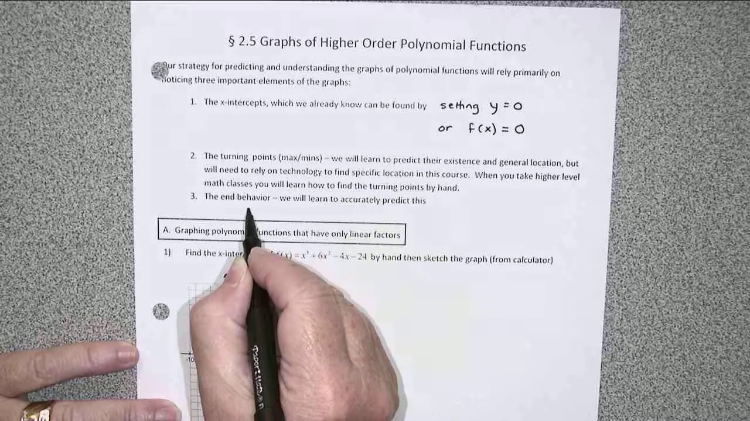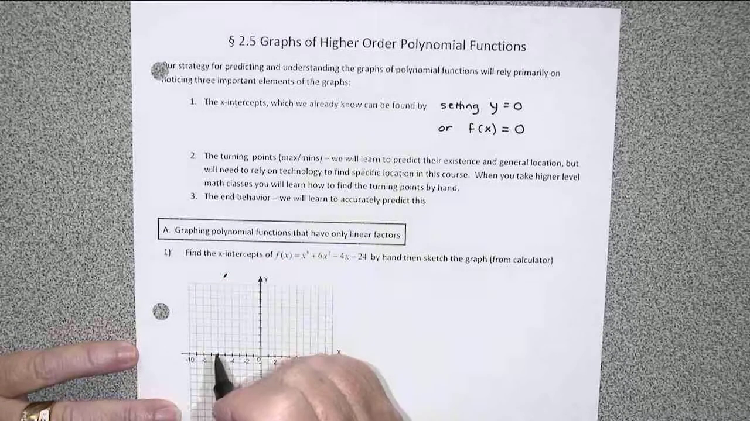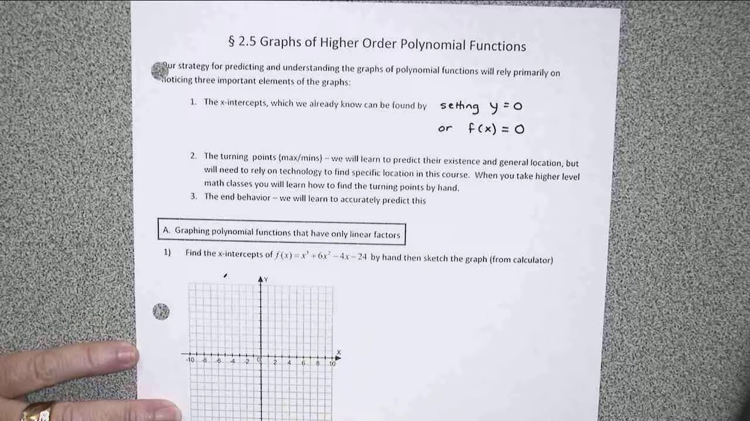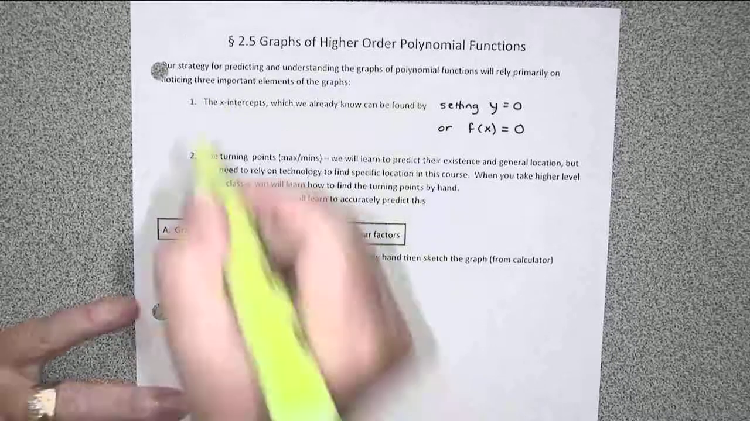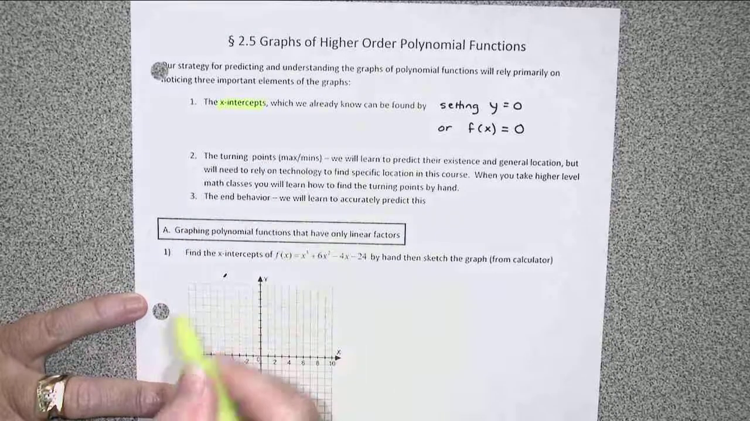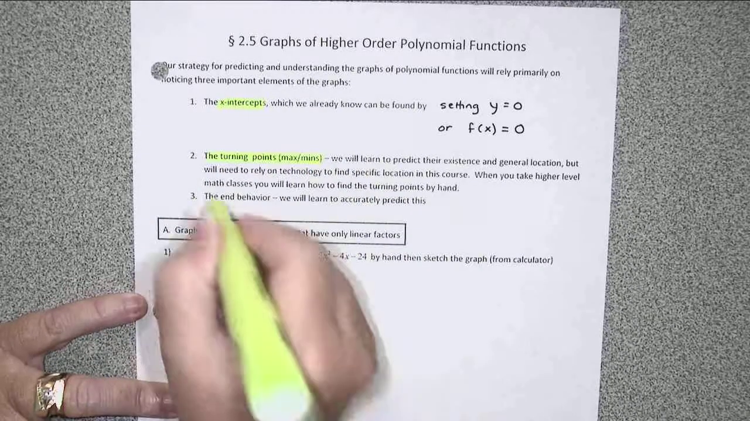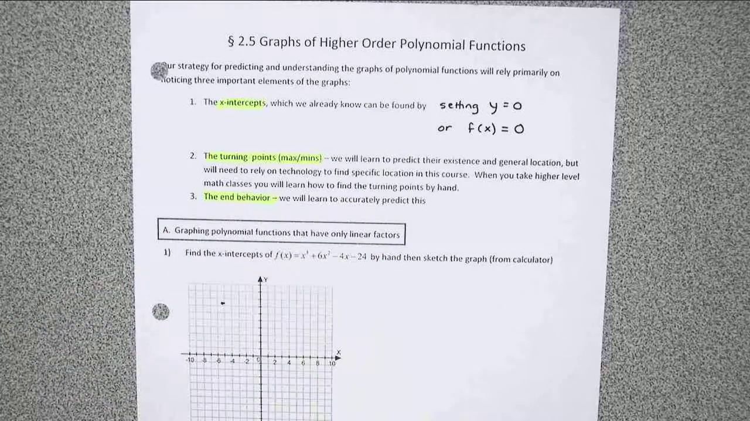Lastly, the end behavior. What happens at the end of the graph? Does it go up? Does it go down? So three main things to focus on: finding x-intercepts, figuring out something about their turning points or max-mins, and the end behavior.